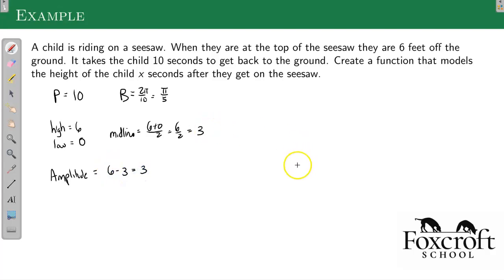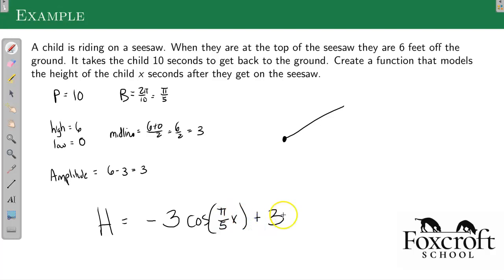All right, so my final answer, my height, x seconds after they get on the seesaw. When you're getting on the seesaw, you're getting on at the bottom, so you're at the lowest point, and that's a negative cosine graph. So it's negative cosine, amplitude goes at the front, b goes in the middle, midline goes last. Okay, so that's the height of the child x seconds after they get on.